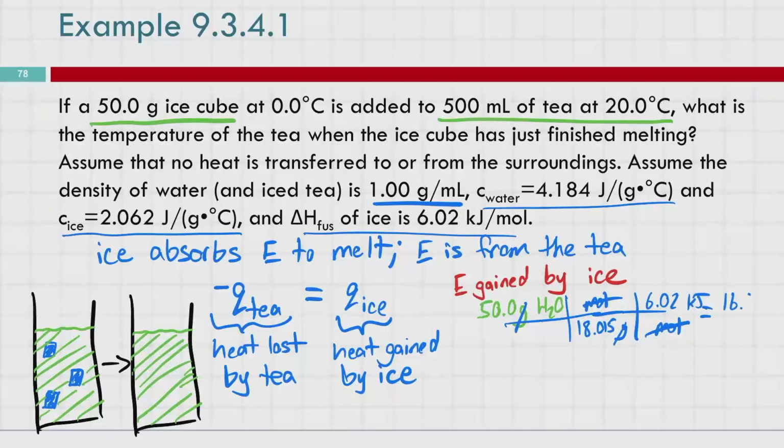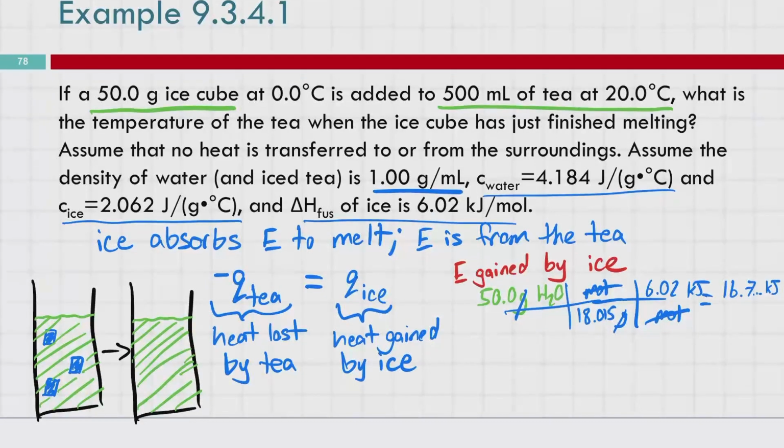16.7 kilojoules. All of that energy came from our tea, came from the liquid. So that's all from the water that caused the tea to cool down. Do I have questions so far? All right, so this is where we jump into the second part.